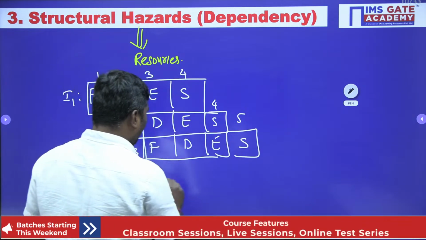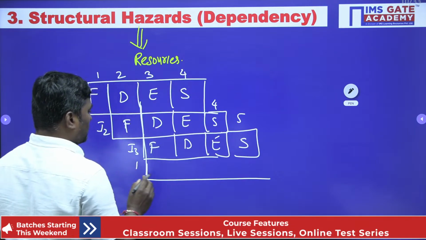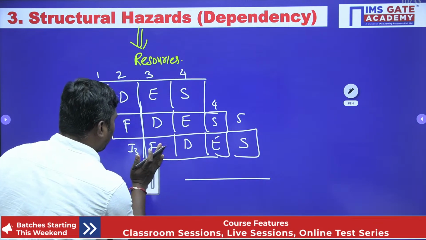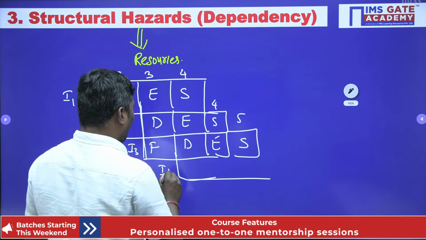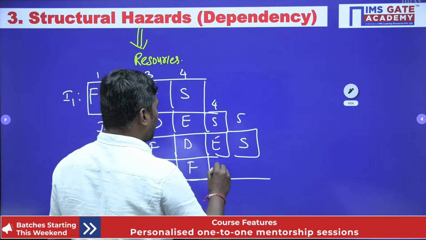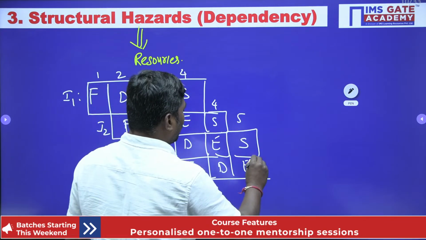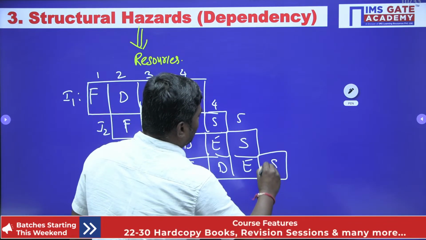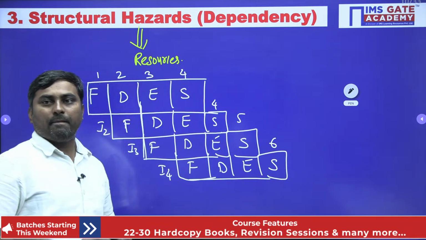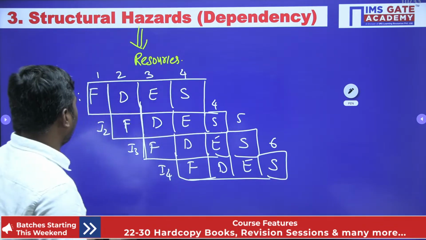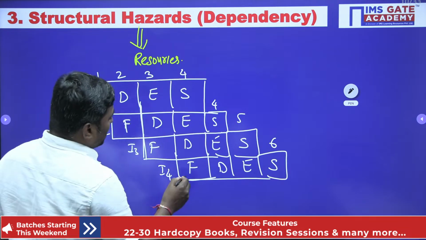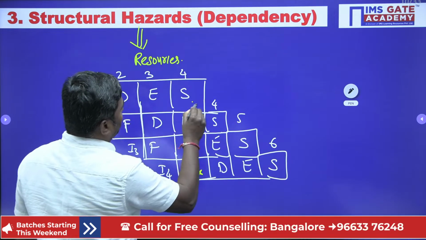Observe clearly. Now instruction 4 will be fetched here. Instruction 4 is fetched, then decode, then execute and store. So it will happen at clock cycle 6. Observe carefully how structural hazards occur. What is happening here? Please observe.